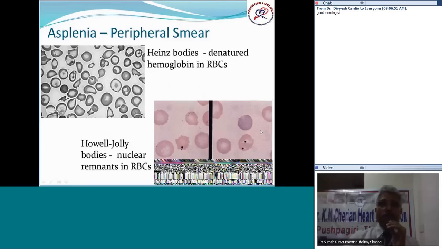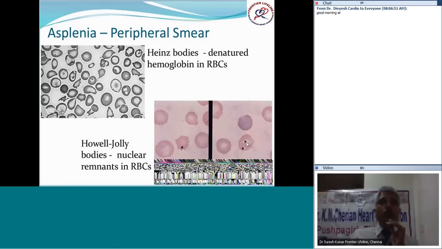The characteristic finding in the peripheral smear for asplenia is to have Howell-Jolly bodies, which are nuclear remnants. You will find rather bluish staining particles within the red cells, which are remnants of the nuclei. Heinz bodies may also be seen, that is denatured hemoglobin seen in the red cells.